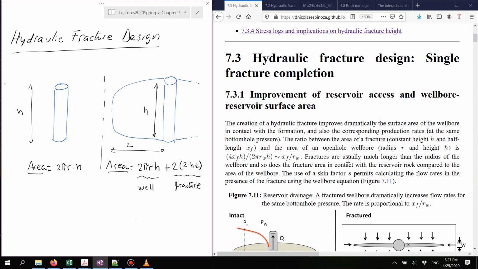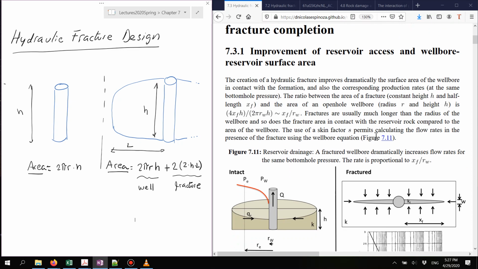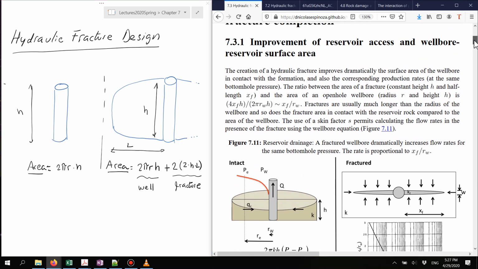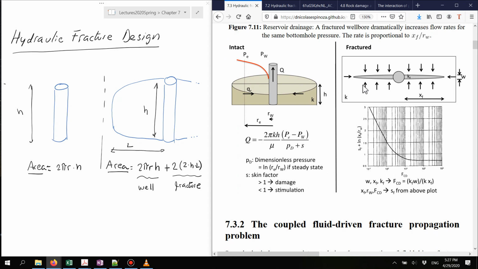In terms of completion, we want to make a hydraulic fracture in order to improve reservoir access. Basically, a hydraulic fracture is going to provide a larger surface area of the wellbore in contact with the formation. In this comparison, we have one wellbore and a wellbore with a fracture.